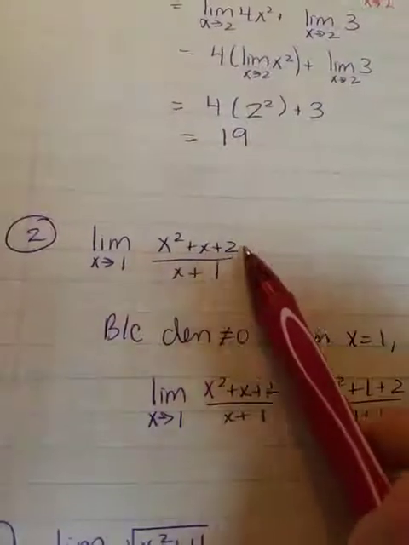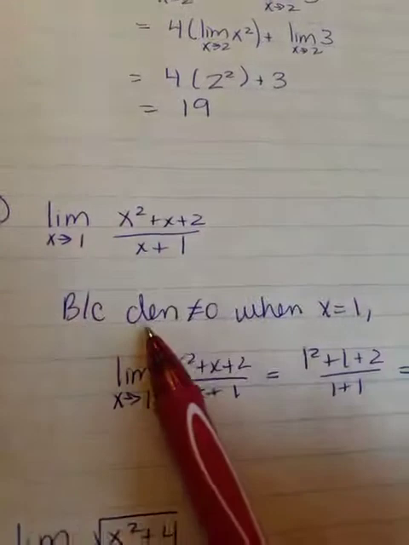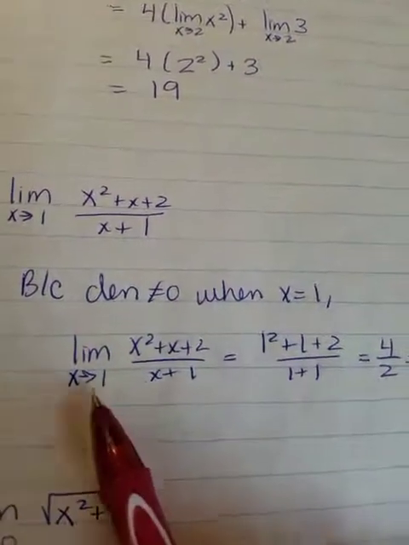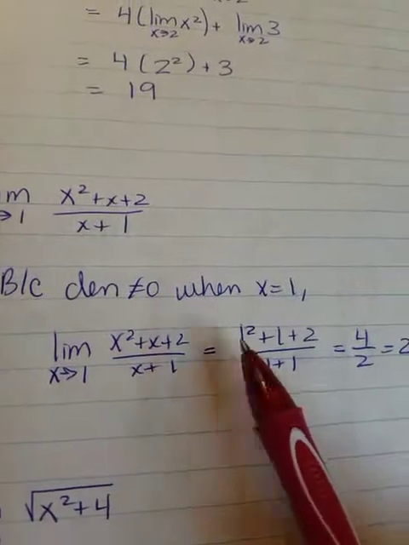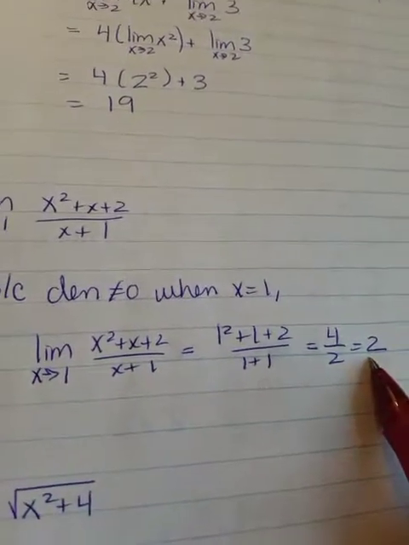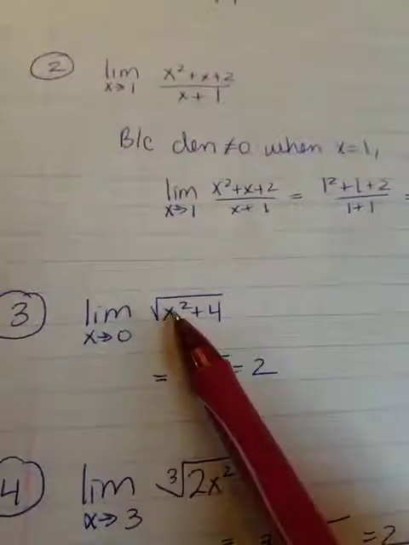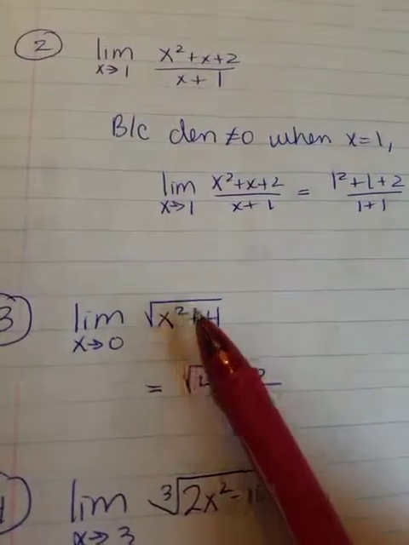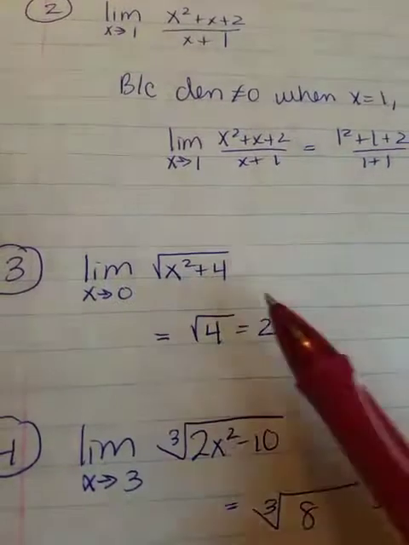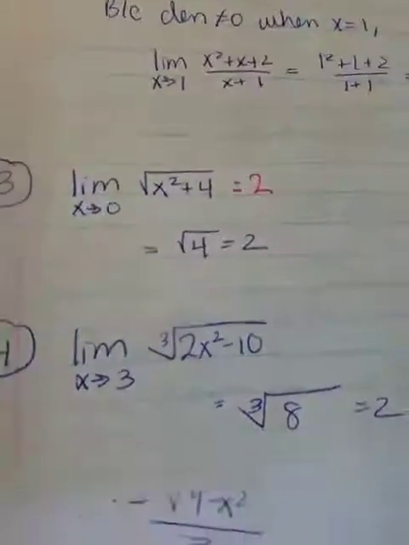For this one, x squared plus x plus 2, all divided by x plus 1. If we put 1 in here, that's fine, because your denominator does not equal 0 when x equals 1. So again, putting 1 into your function here, we're going to get our limit is 2. Simple enough. Same thing for 3. It's okay to put 0 in here. So I'm going to get the square root of 4, which is 2. So my limit as x approaches 0 of root x squared minus 4, I should say, equals 2.